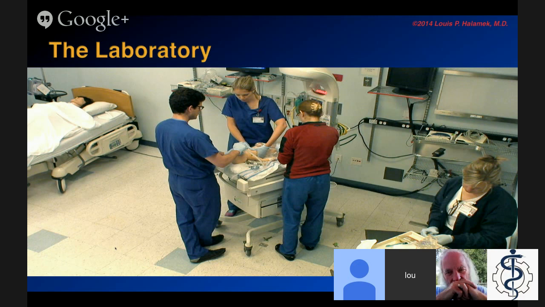We can standardize how data is presented to the teams. Above the bed, just off the screen, is a patient monitor that looks just like the monitor we have at the bedside in the neonatal intensive care unit and in our delivery rooms. That would display data just as it would in the real clinical environment. So we can make things both realistic and standardized.